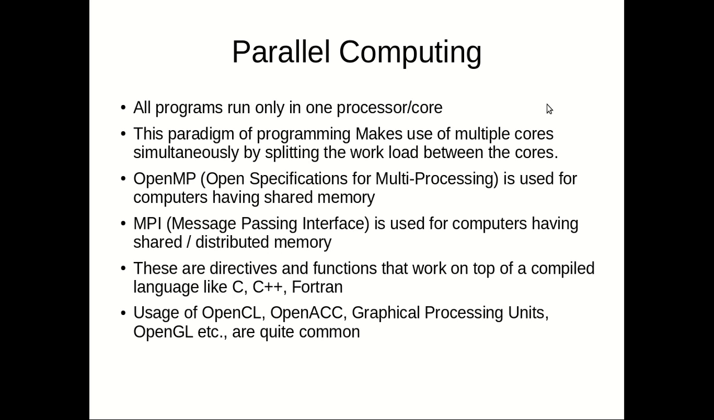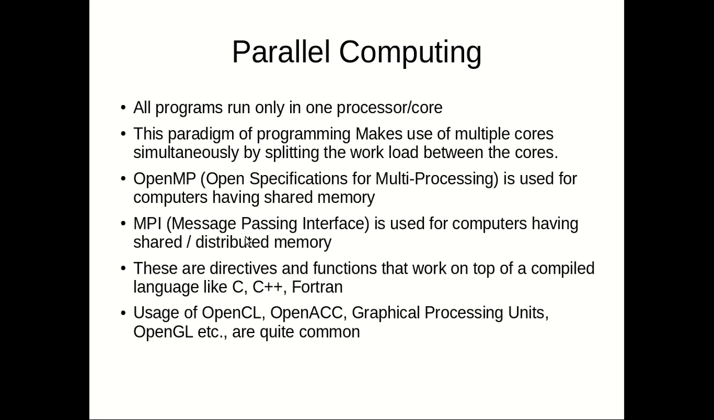Okay, now there are actually two kinds of procedures to make that possible. One is an OpenMP procedure, and the other is an MPI procedure. OpenMP, in short, stands for Open Specifications for Multiprocessing. Some people might call it Open Multiprocessing, doesn't matter. This is used for computers having shared memory, like your laptop or a desktop, wherein all your processors are on the same motherboard and they access the same RAM. For those computers, OpenMP is very good.